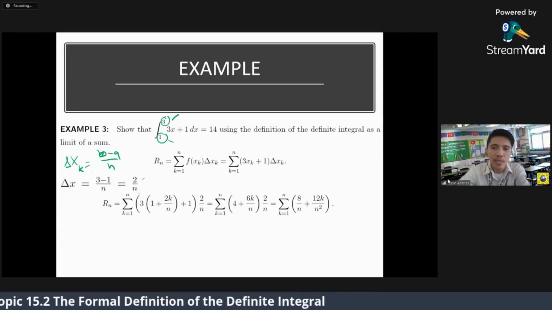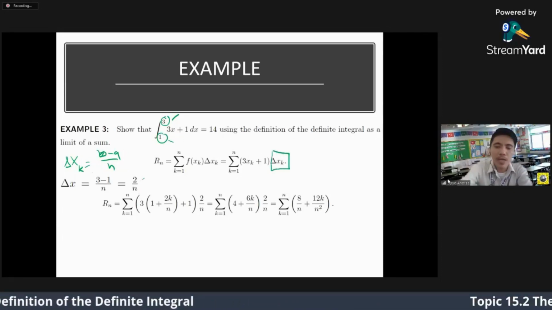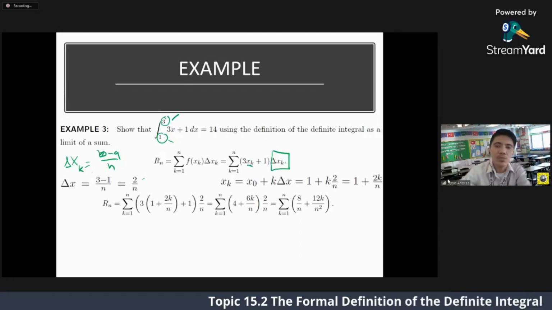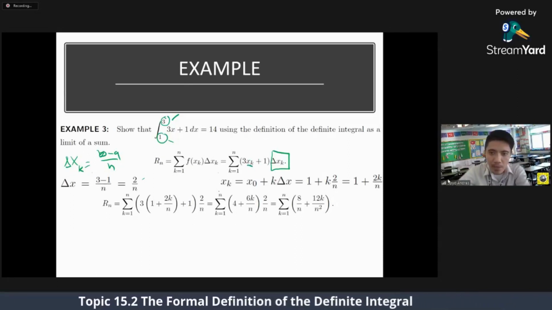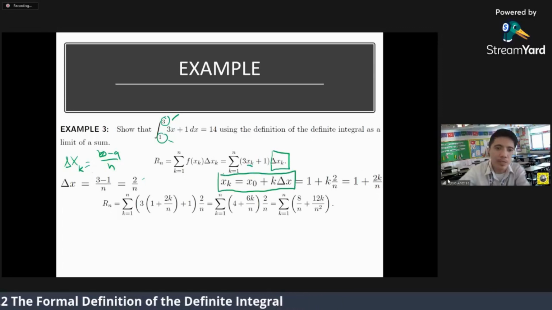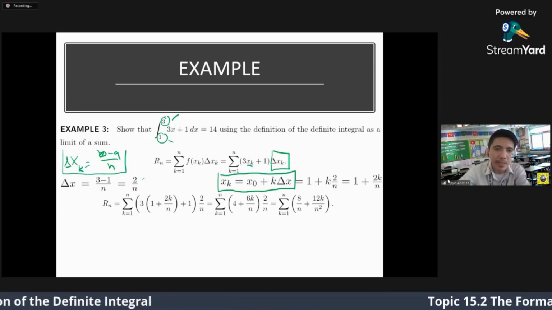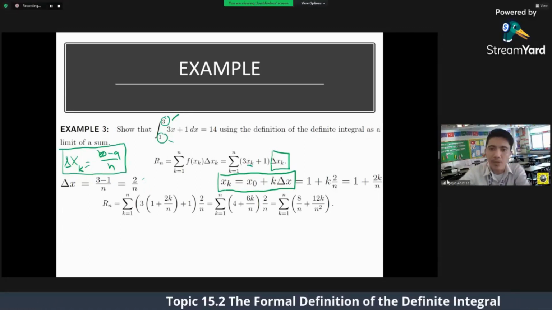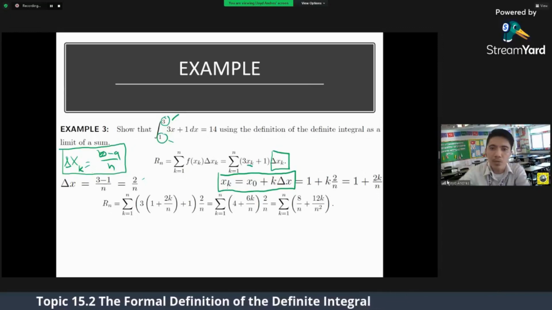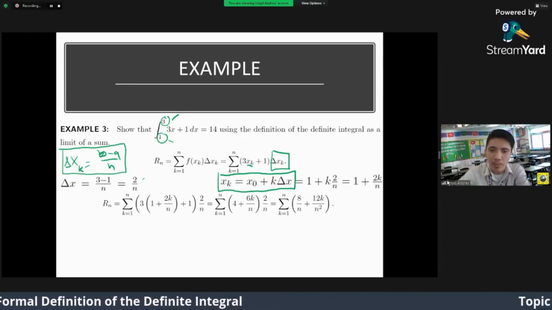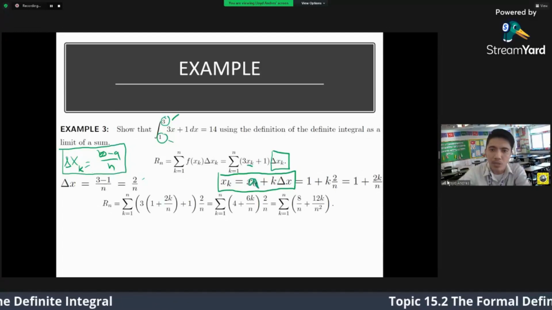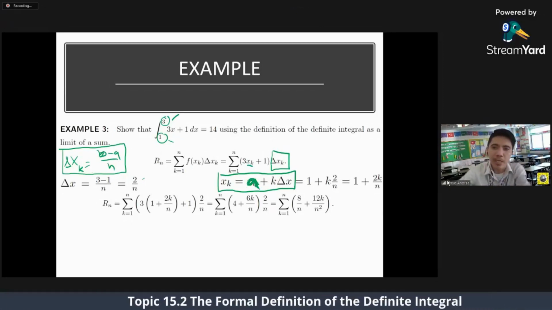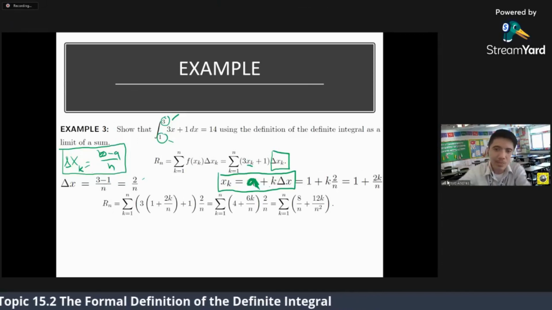So we have that solved. Next we need to solve x sub k. How do we determine x sub k? This also has a formula. You have to take note of this. x sub k equals x sub 0, and x sub 0 is actually the lower limit. Let's just use a for consistency of the variable. So that's a plus k delta x sub k.